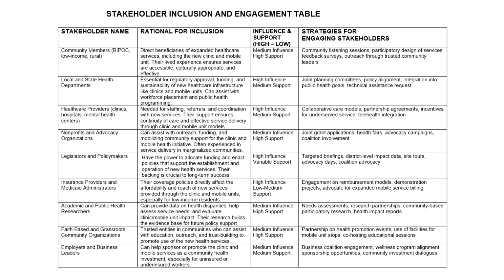Policymakers and legislators influence funding and policy alignment, while insurers and providers ensure coverage and reimbursement. Academic and public health researchers contribute to evaluation and evidence-based practice. Each stakeholder group is assessed for its level of influence and support, ranging from high to medium. Engagement strategies include community outreach, joint planning, policy advocacy, partnership development, and tailored communication. By involving these stakeholders, the project aims to build trust, ensure cultural competence, and foster long-term sustainability in improving healthcare access for underserved populations.